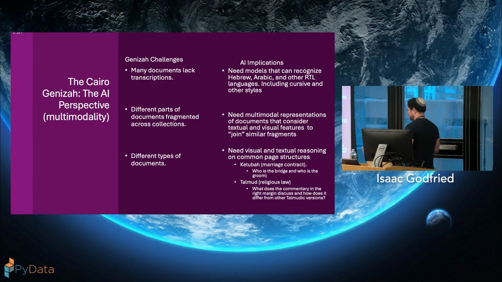Another sense, and particularly relevant for this tutorial, is that it's fundamentally interesting from a multimodality perspective, because many of these documents lack transcriptions. They're, as we just saw, fragmented across many different collections. So based on what I said earlier, you should automatically be thinking, okay, we now need multimodal representations where one fragment has a high cosine similarity with its other potential fragments or joins across collections. And using any type of AI, it needs to reason about a very wide range of structures of different types of documents, from marriage contracts to pages of religious text.